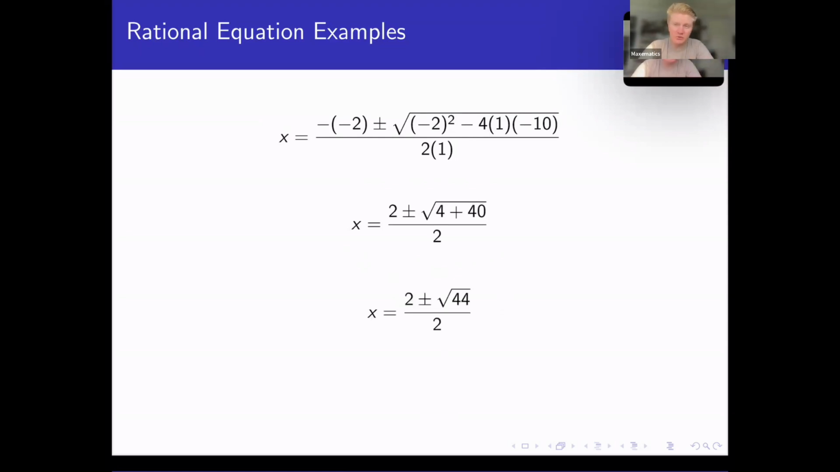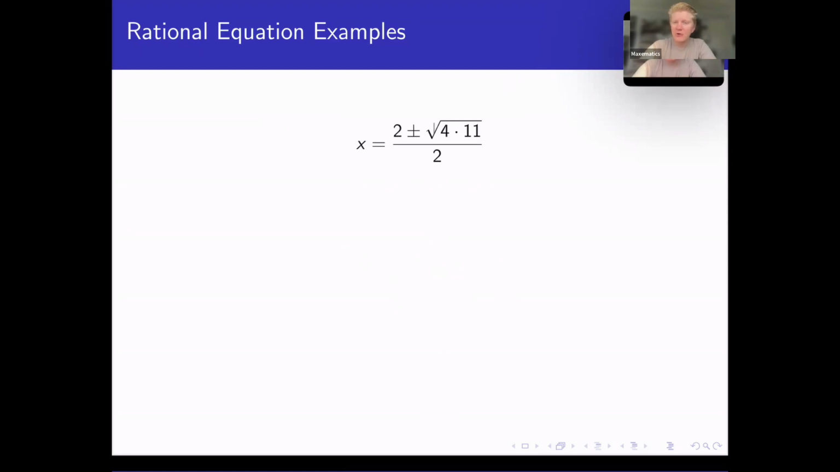We can rewrite square root of 44 as square root of 4 times 11. Square root of 4 is 2. And now we can divide both of these by 2. We can, in a sense, distribute the parts of the numerator with the denominator. So 2 over 2 is 1. 2 square root of 11 over 2 is square root of 11.